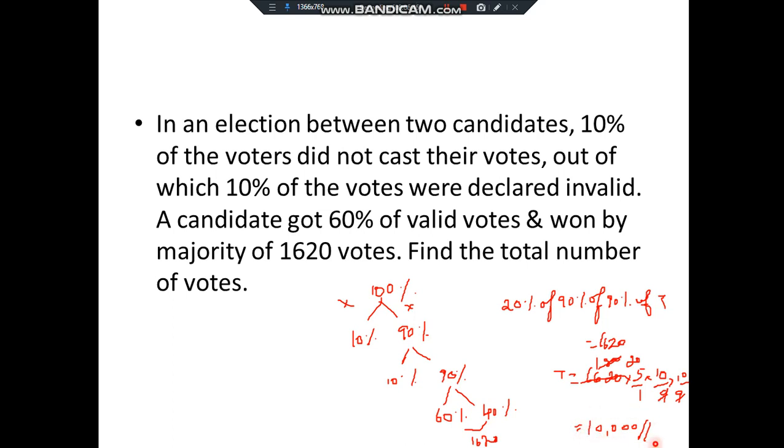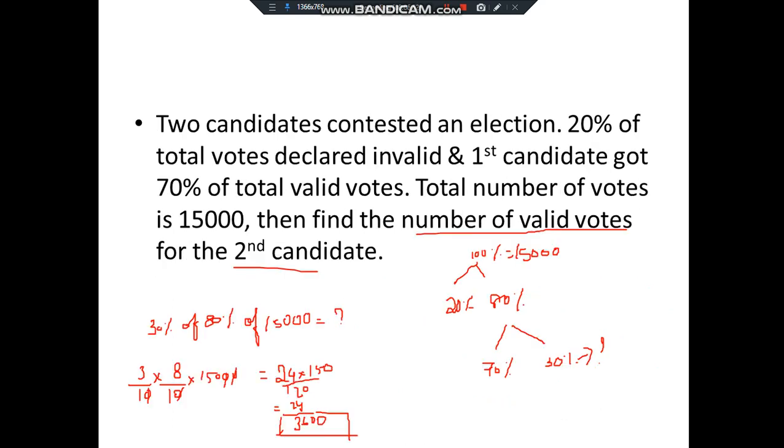So try solving more questions, okay? So you'll get used to it. So I have added one more question. Try solving by yourself, okay? This is just a common question. Two candidates contested an election. 20% of total votes were declared invalid and the first candidate got 70% of total valid votes. The total number of votes is 15,000. Then find the number of valid votes for the second candidate. So here the question is not the total number. Instead, the valid votes for the second candidate.